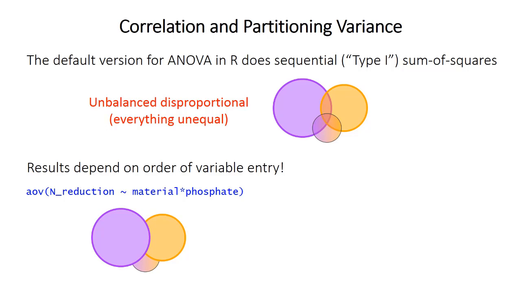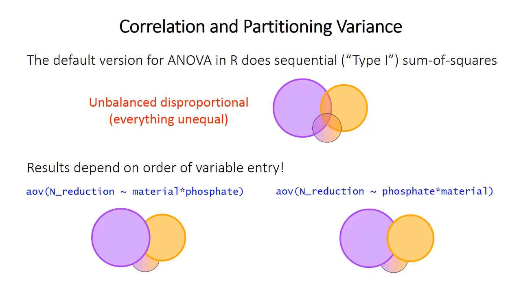So in this function, material is first, so it gets all of its sum of squares. When they're partitioned, they're first partitioned by saying how much is explained by material. And then the next step is to say how much is explained by phosphate, taking into account we've already used some of the sum of squares for material. So phosphate gets kind of the remaining ones. Then finally, interaction gets what's left over.